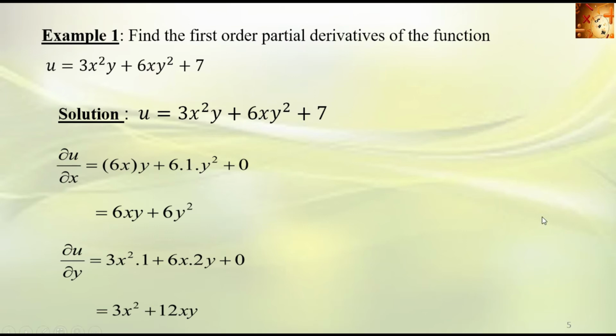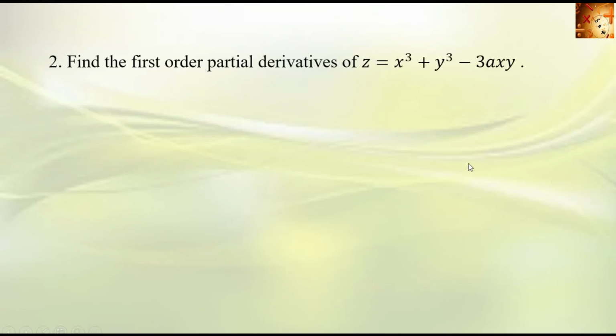Okay, then moving to the second problem. Find the first order partial derivatives of z equal to x cube plus y cube minus 3axy. Let's see, here z equal to x cube plus y cube minus 3axy. Then the first order partial derivatives: here the dependent variable is z and the independent variables are x and y.